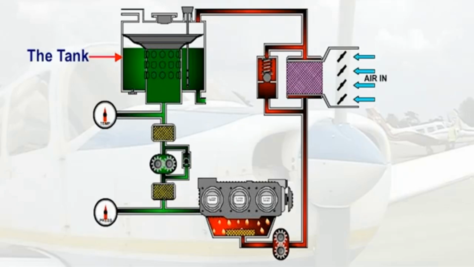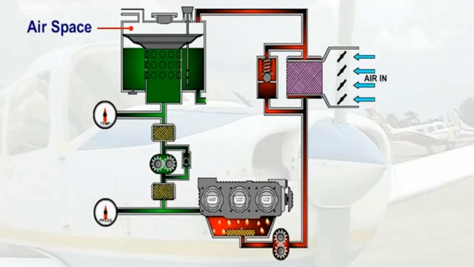The tank is made of sheet metal, suitably baffled internally to stop the oil surging around while the aircraft is manoeuvring. Whenever possible, the tank is placed above the level of the engine to ensure a gravity feed into the engine. The tank forms a reservoir of oil large enough for the engine's requirements, plus an airspace.